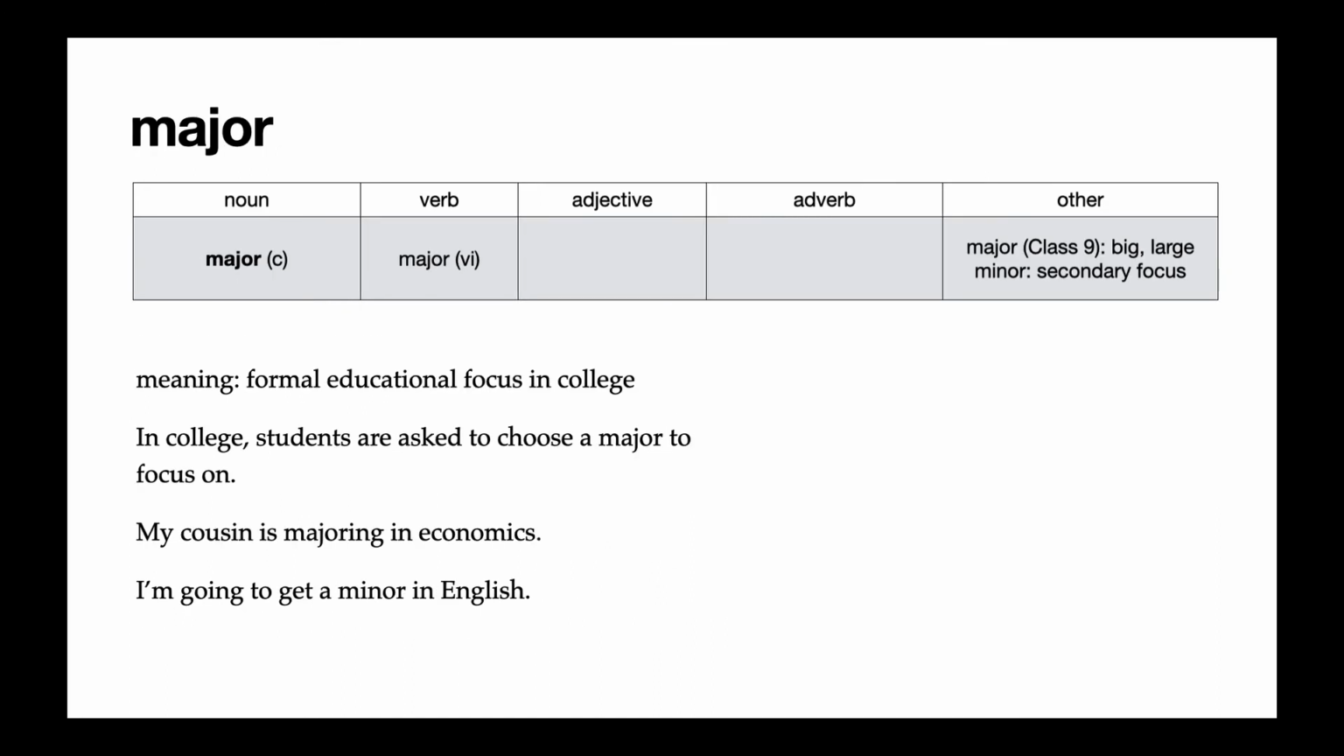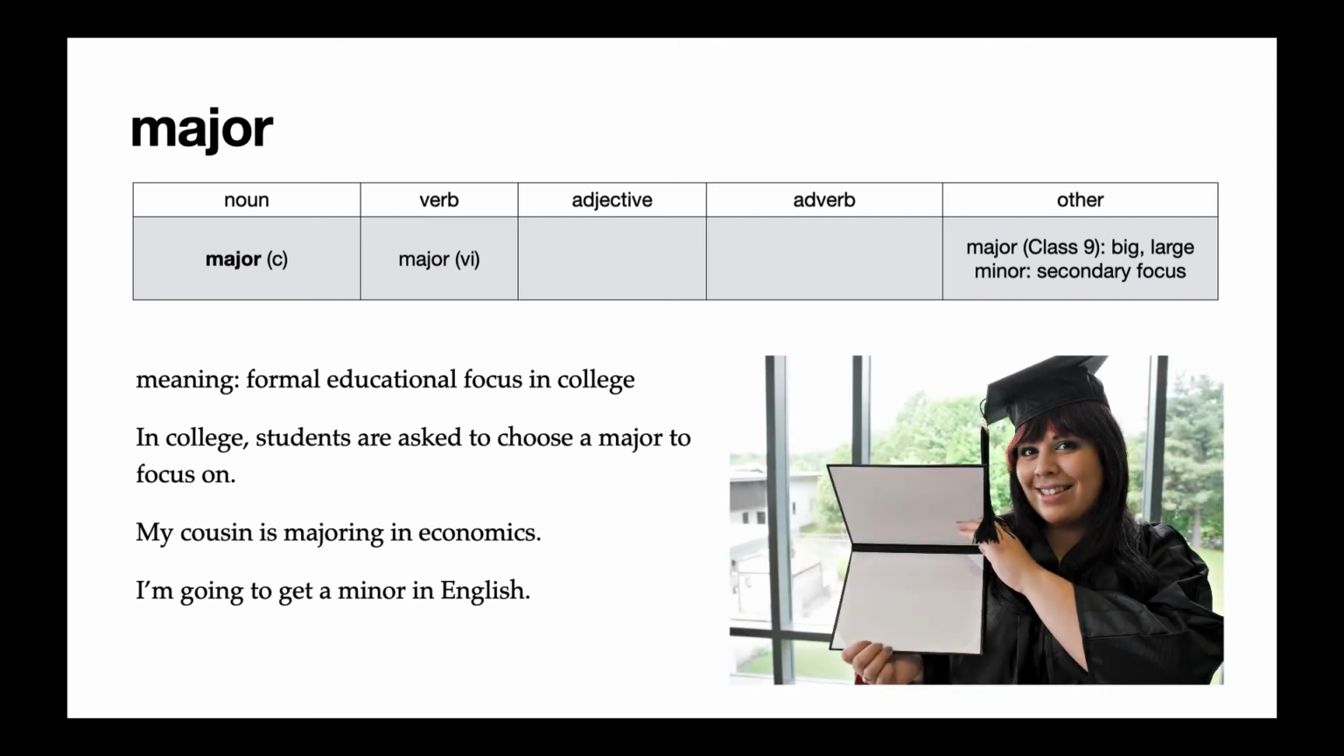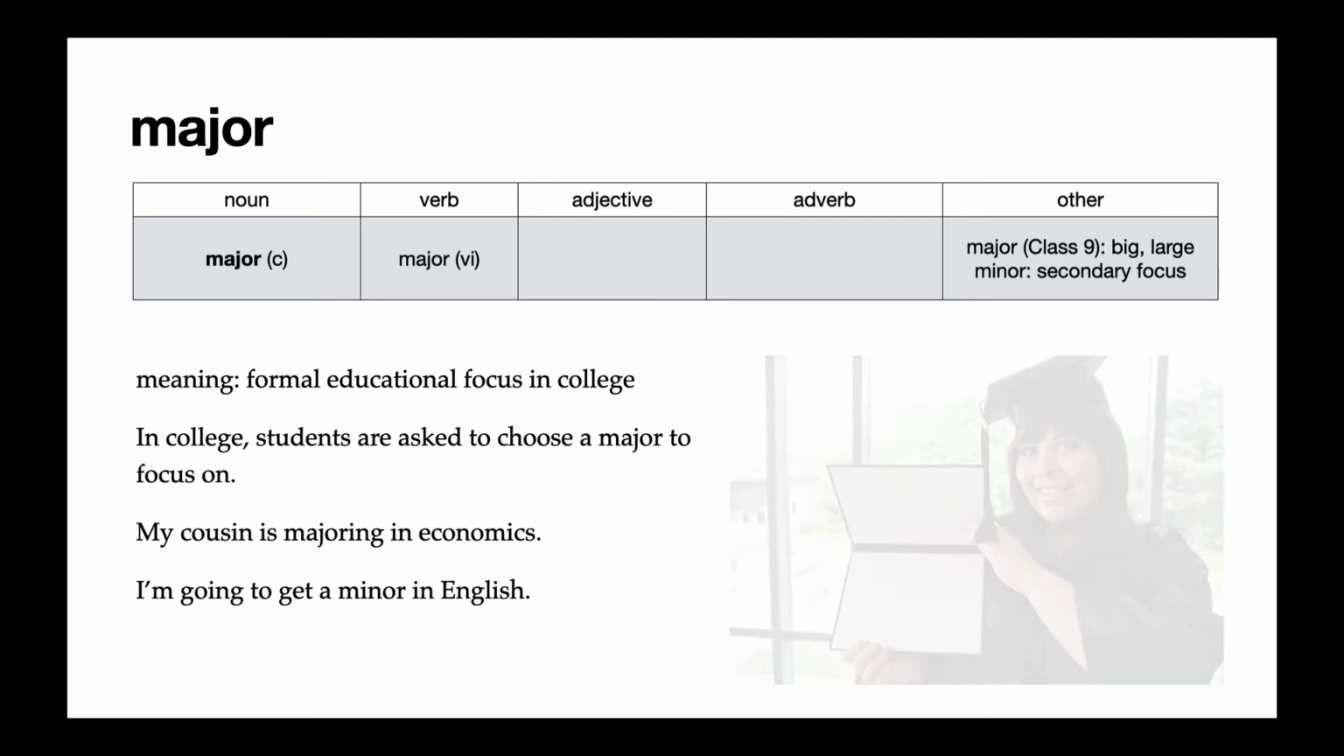Our next word is major. And major in the reading was a countable noun that means your formal educational focus in college. That means the main thing you are studying. Since I got a degree in education, my major was education. So in the reading it said, in college, students are asked to choose a major to focus on. The second example shows the verb form. My cousin is majoring in economics.